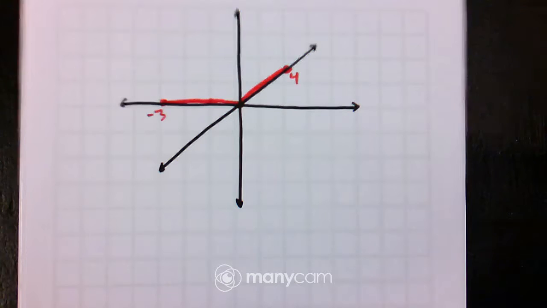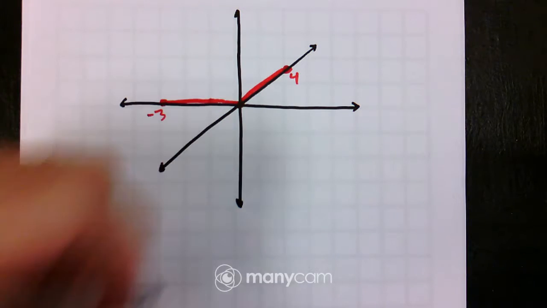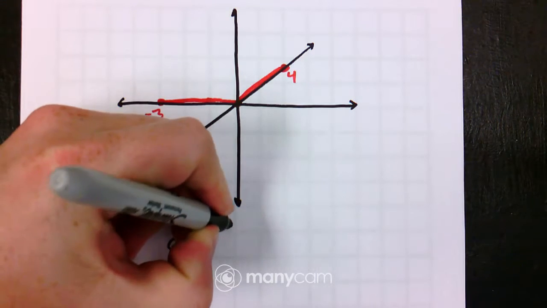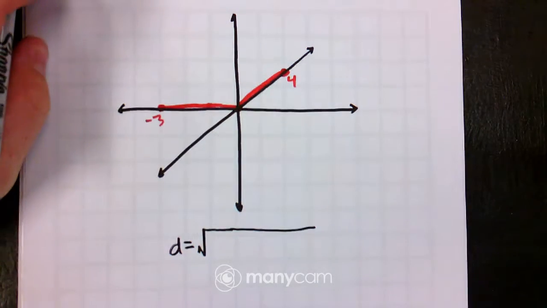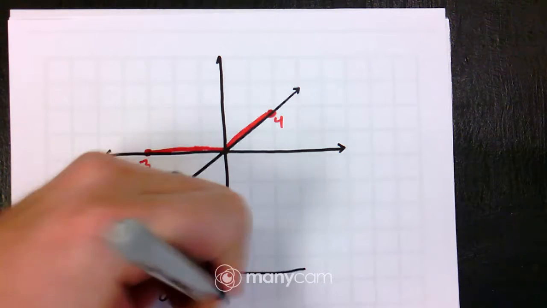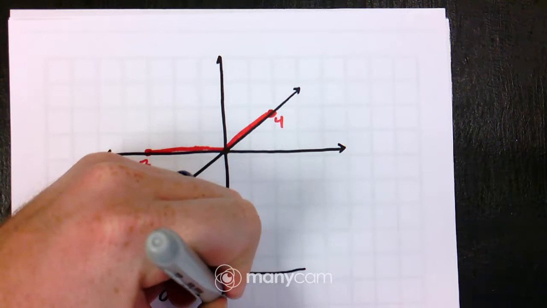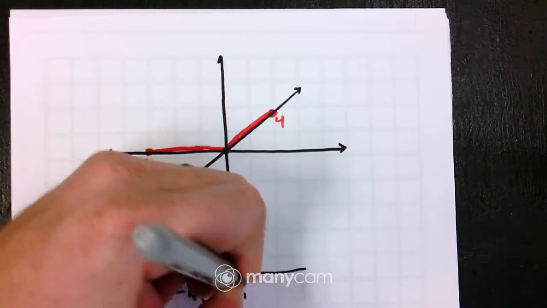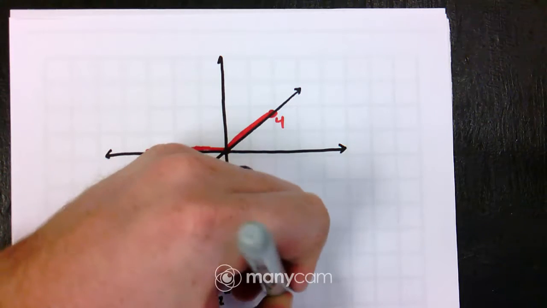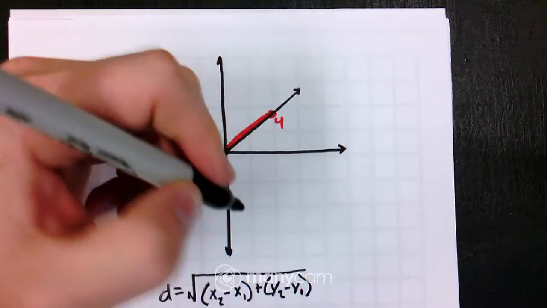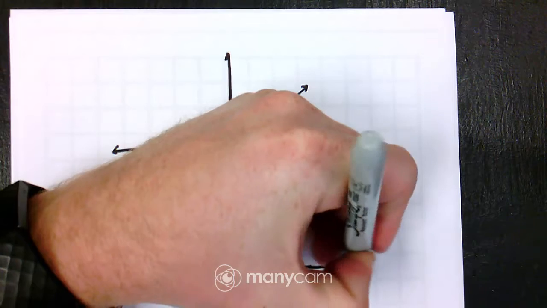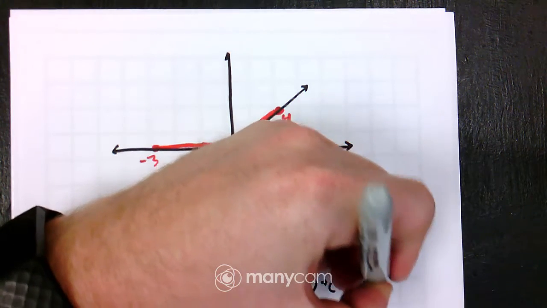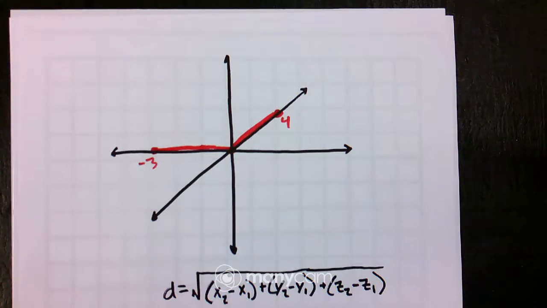So my distance formula is what? Who remembers it? Distance formula. D equals square root of x2 minus x1, well, it doesn't matter, no order, plus y2 minus y1. Okay. Guess what else I'm going to do? I'm going to add z2 minus z1. Okay. That's all the difference right here.